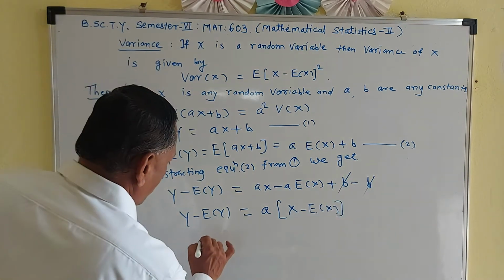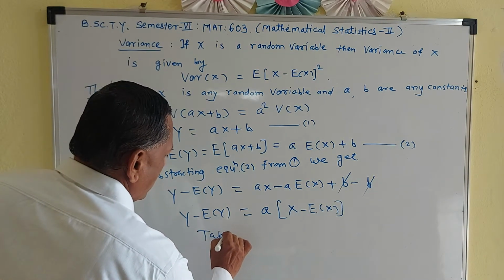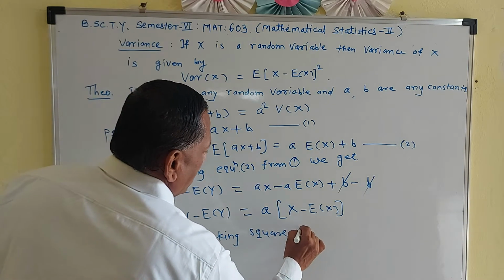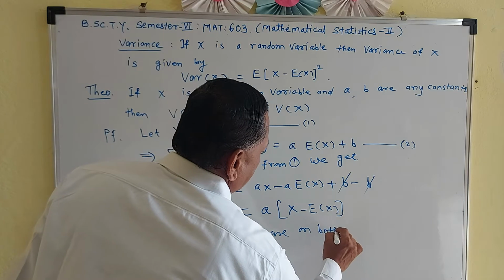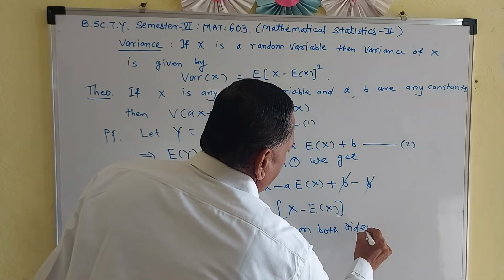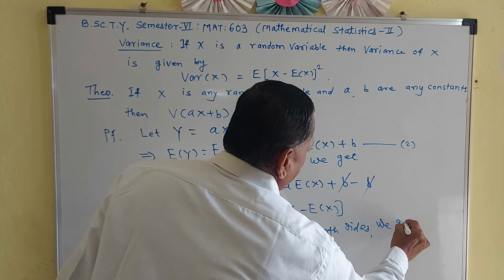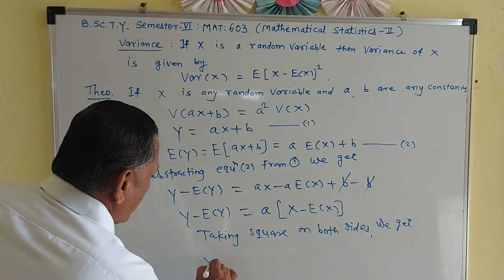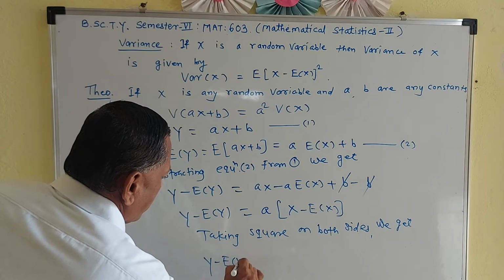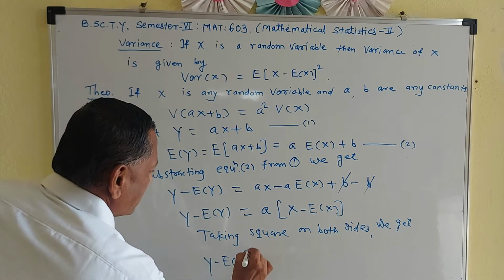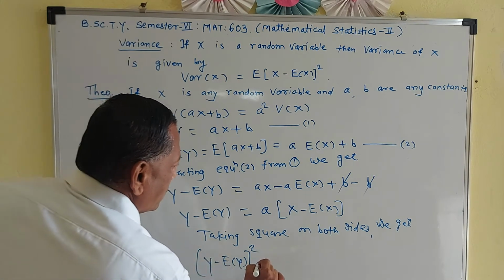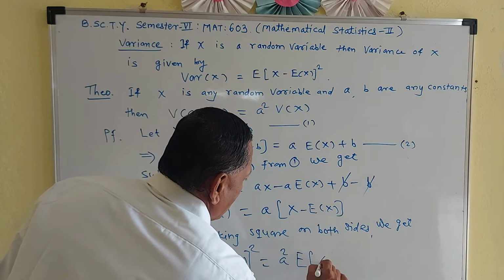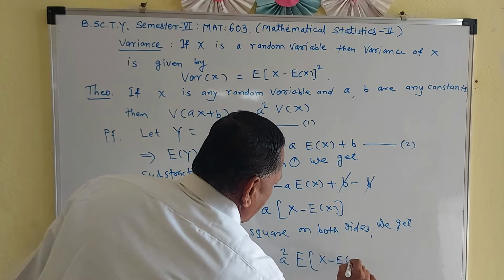Taking square on both sides, we get y minus E of y and its square is equal to a square into (x minus E of x) square.